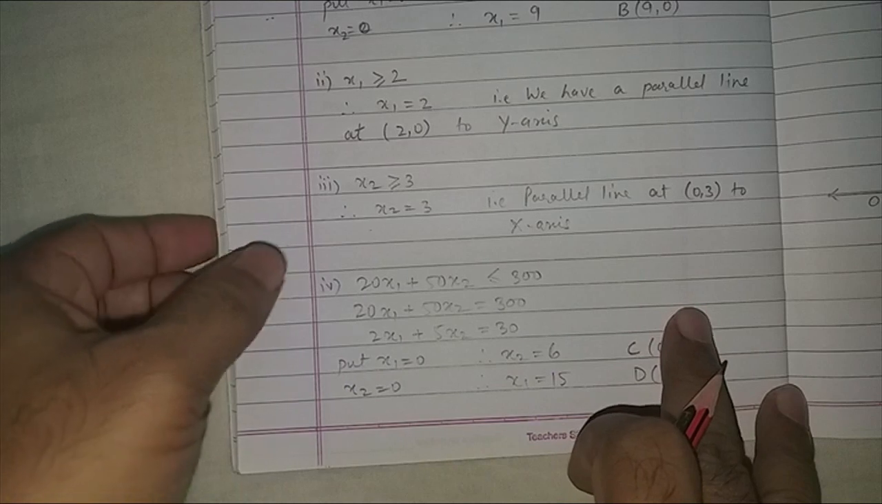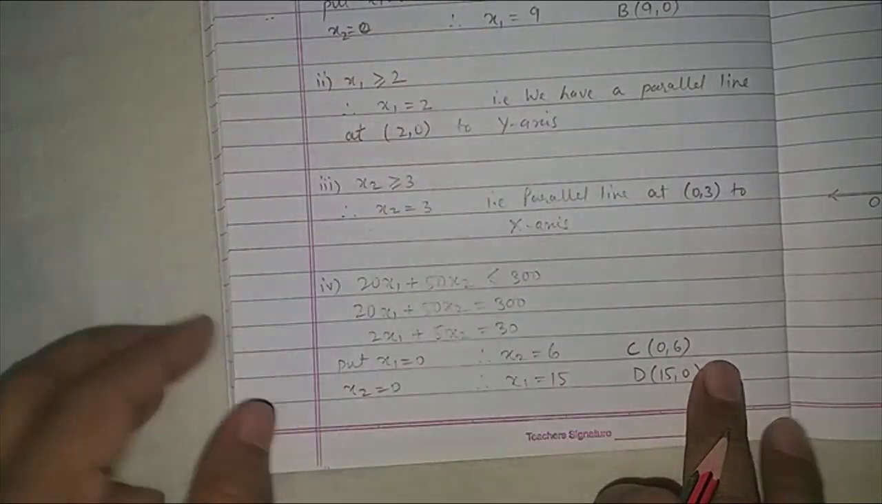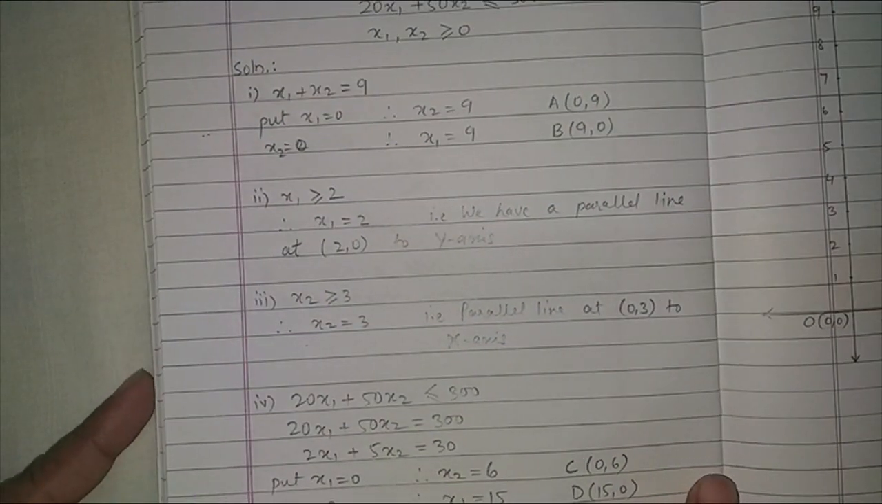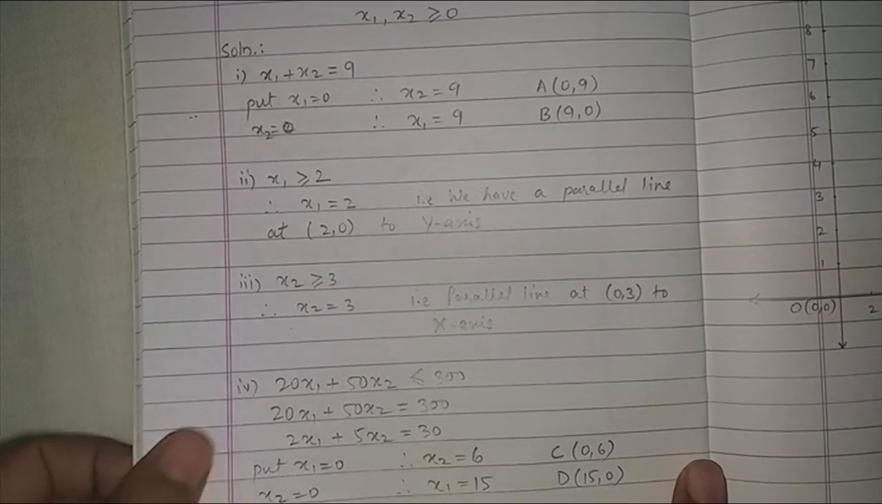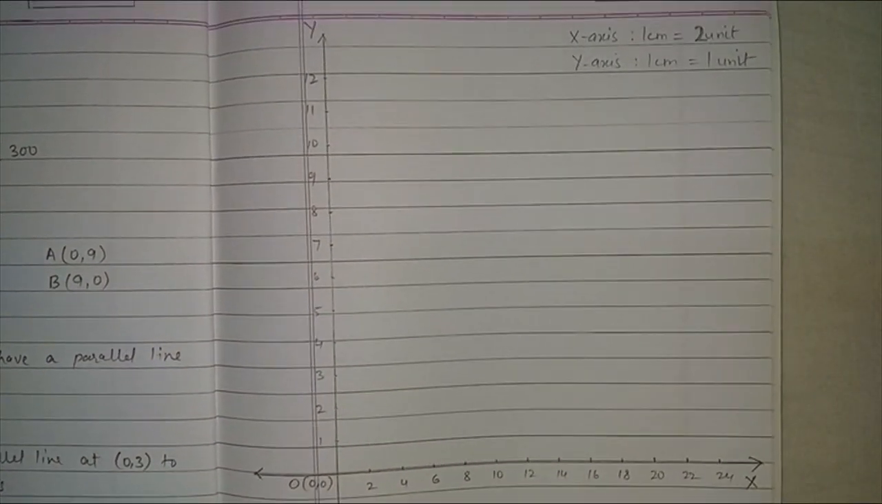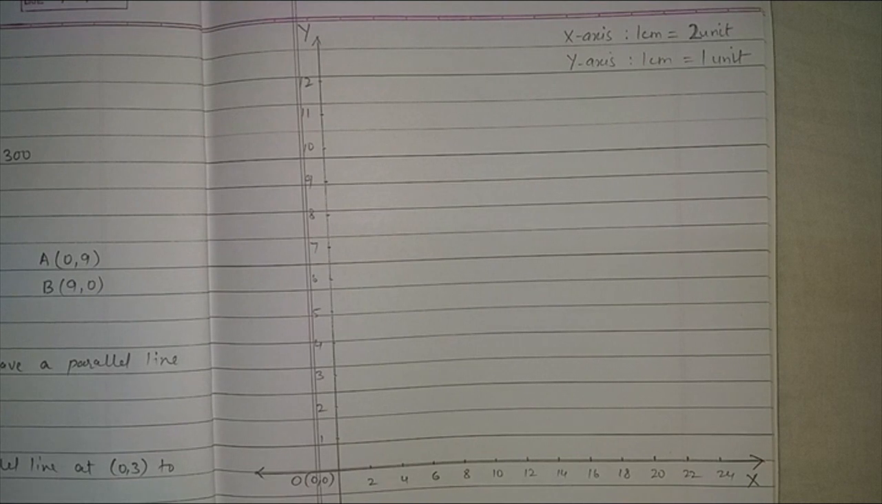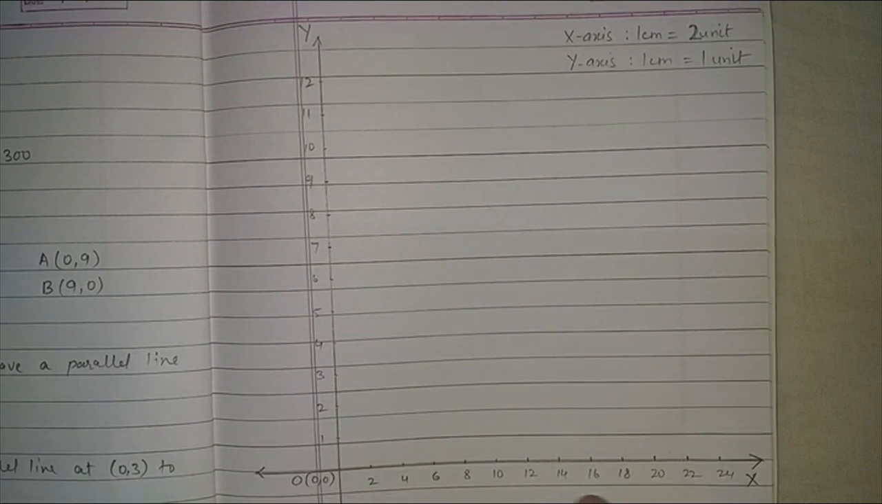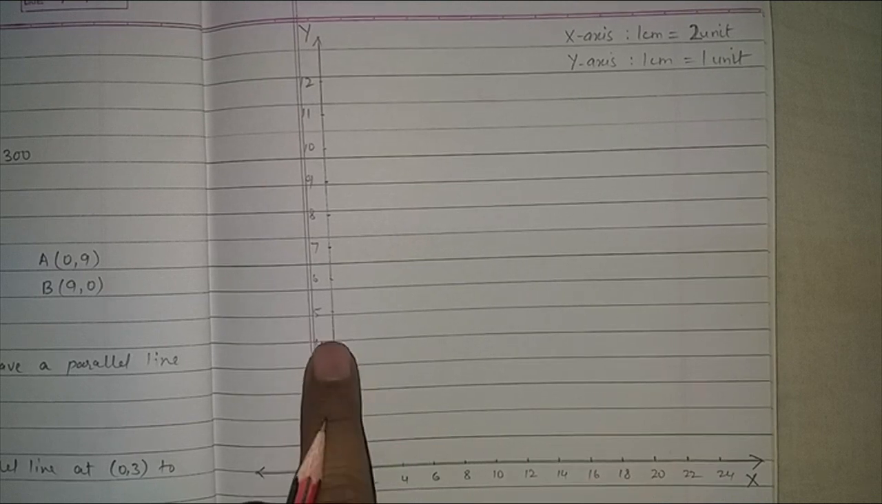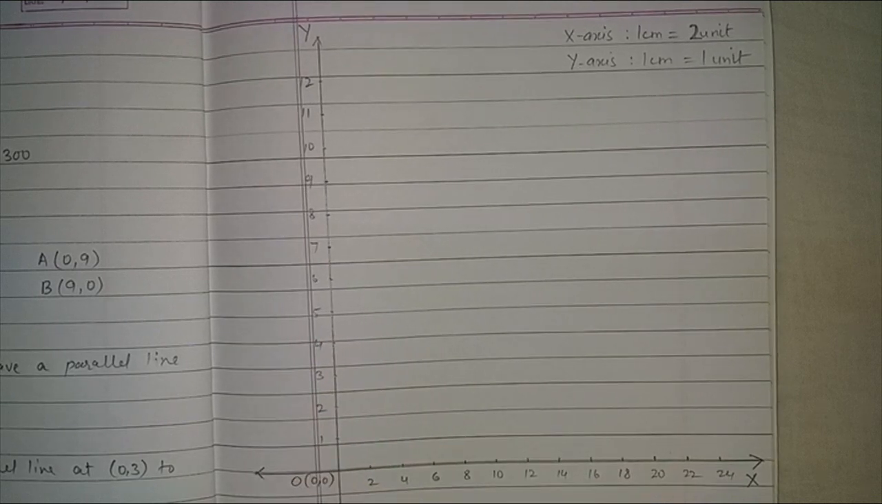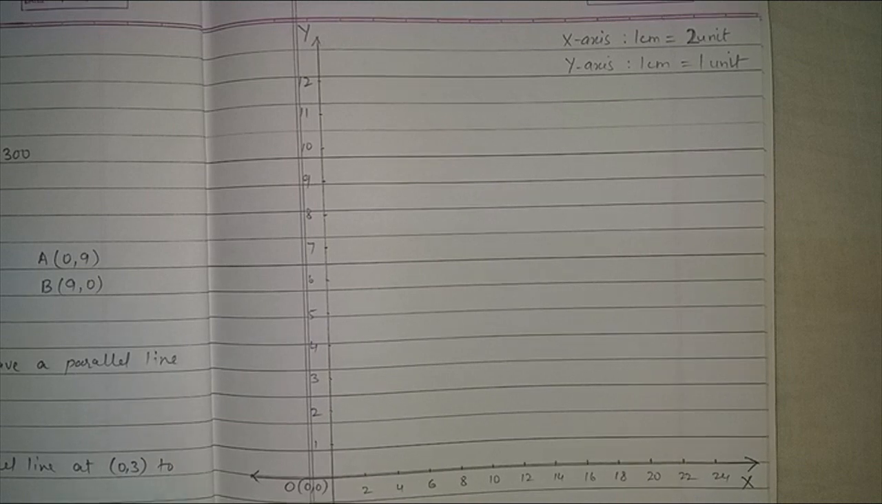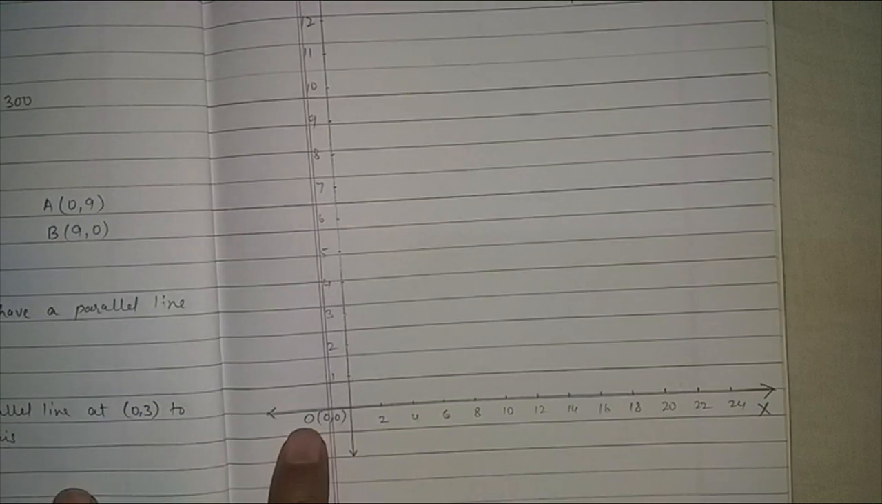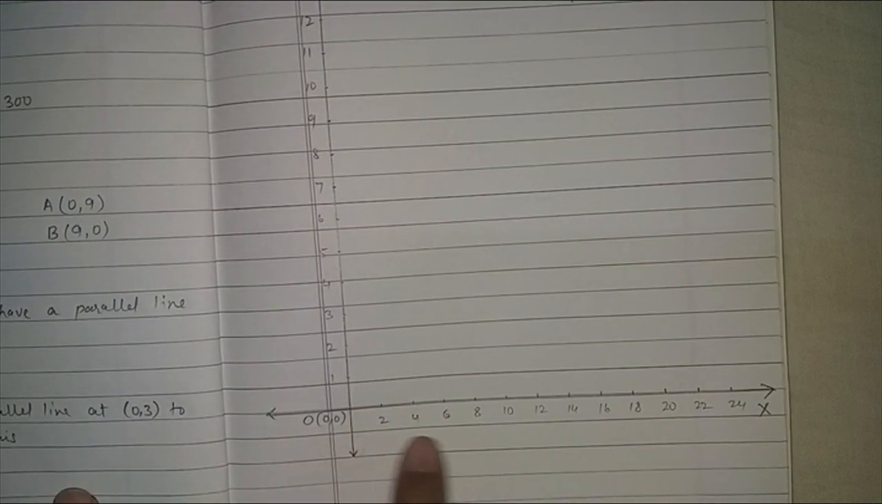So let us come to the graph now. I will be plotting all these points and drawing the lines on the graph. So here I have the graph. On the x-axis I have taken 1 centimeter equal to 2 units, and on the y-axis I have taken 1 centimeter equal to 1 unit. We have the origin O, 0, 0.